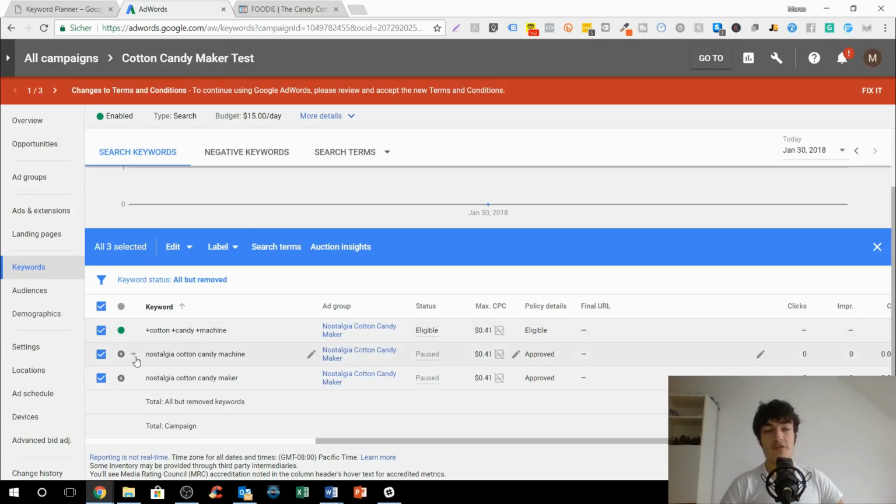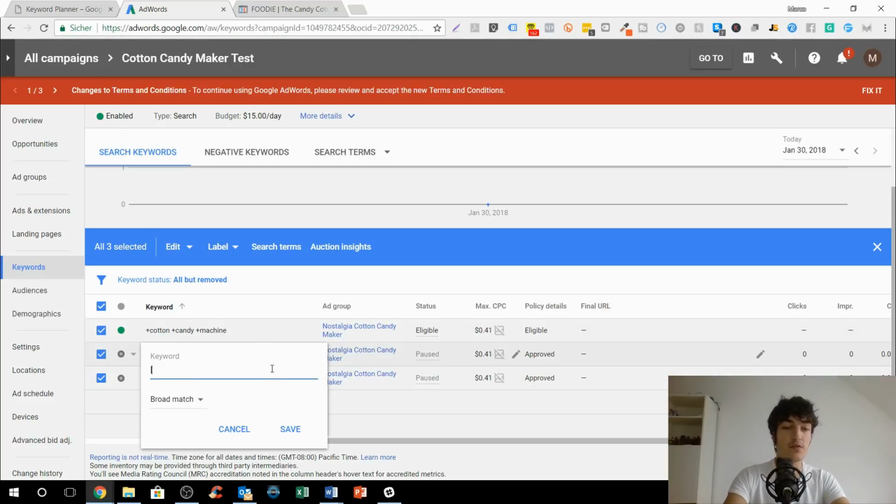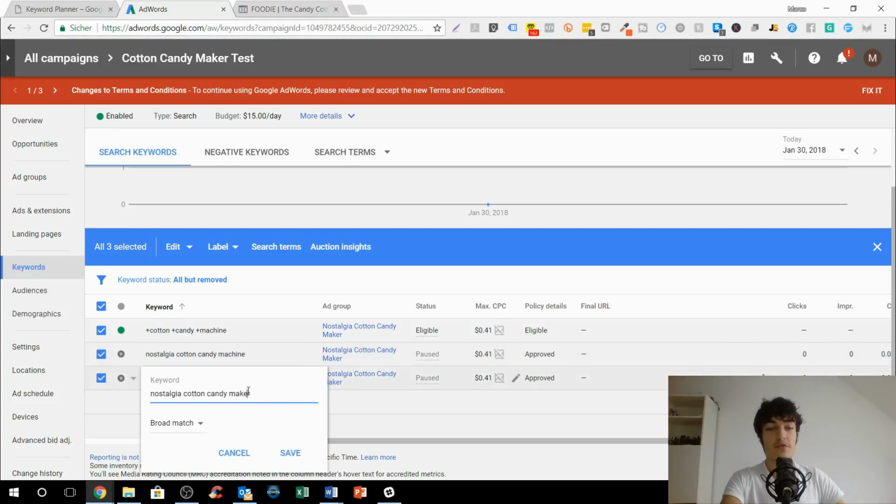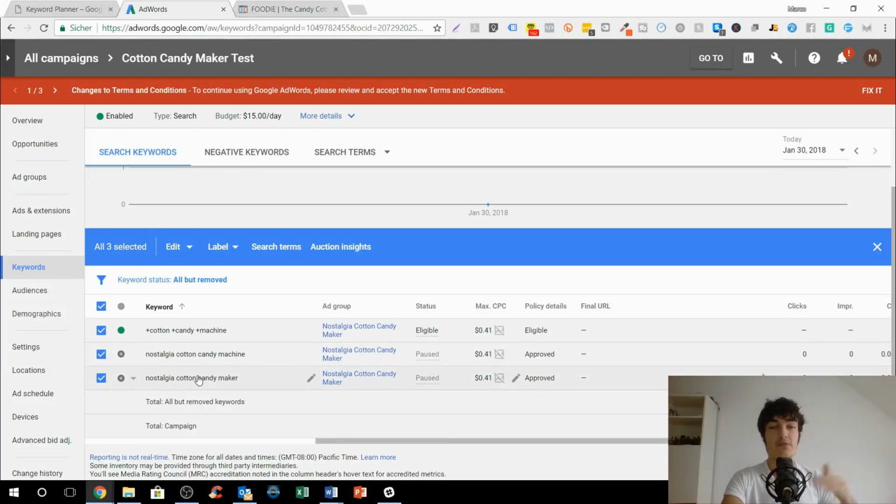There are also more match types like exact match, where people have to exactly type in one specific keyword, for example this one here, nostalgia cotton candy. So if you put it in these brackets, then people have to look exactly for this without anything else. And you can also use the phrase match, which is this one here. In this case, people have to look exactly for this query, but they can add something before or after it, but they have to keep the words that you put in these quotes in the same order. So this is essentially how you go about it.